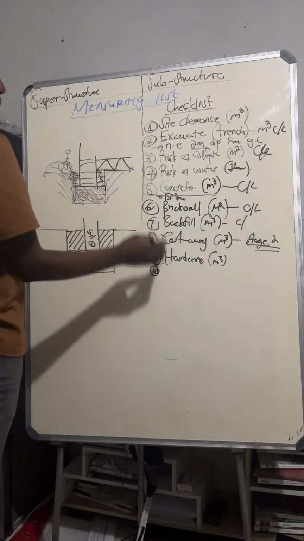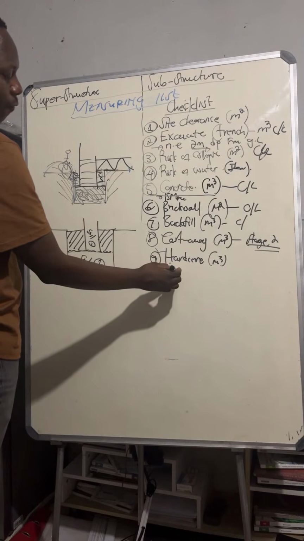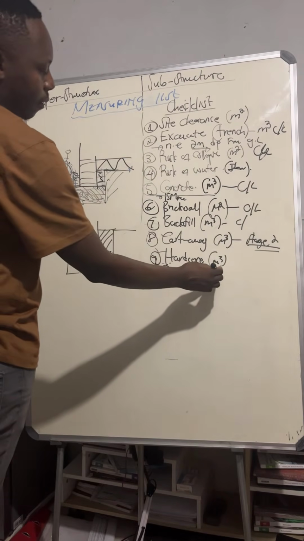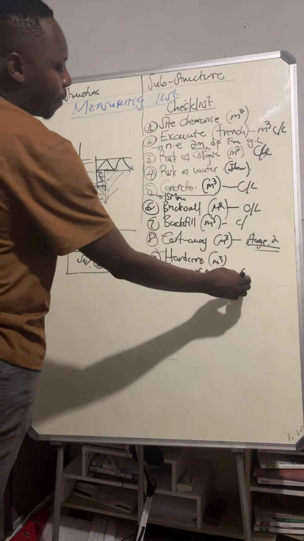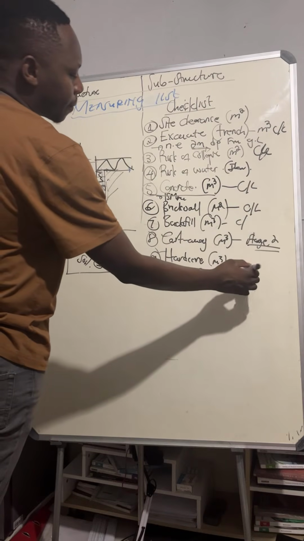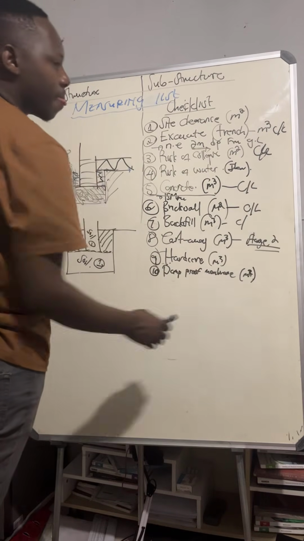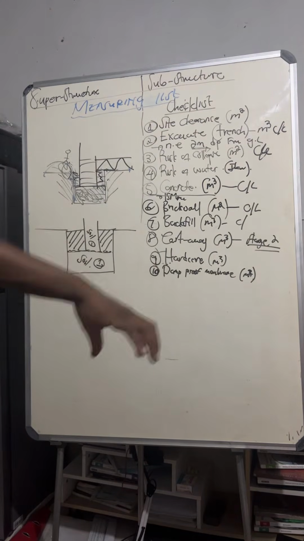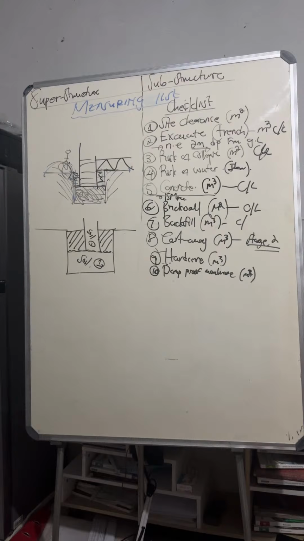Number 10, what do? There's this thing called the DPM. Are you familiar with the damp-proof membrane, Karen? A damp-proof membrane, you see when they are building a slab, they're erecting a slab, that huge plastic that covers the whole surface before casting the concrete. Yeah. So are you familiar with that plastic? Yes. That is a DPM.